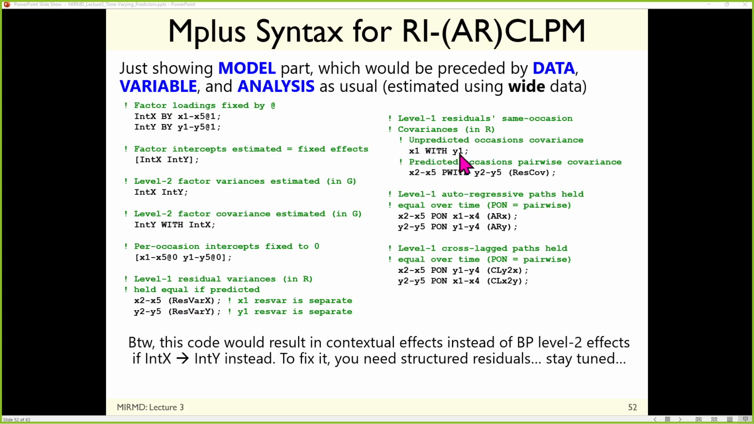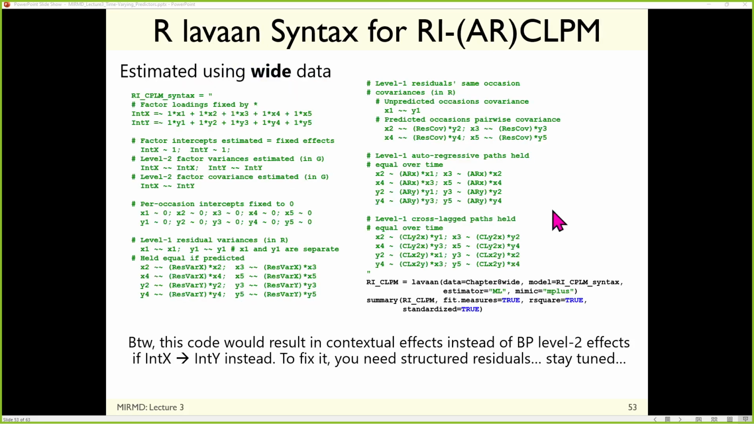I let the first occasion covary, I let the same occasions covary, and then the cross-lag paths are all of these things down here. And PWITH, by the way, is one of my favorite things in Mplus. It's pairwise on. So this x2-x5 PON x1-x4 is actually 4 lines of code. It's x1 to x2, x2 to x3, x3 to x4, and x4 to x5. Same thing as PWITH, which isn't as pronounceable, but it means pairwise with, for covariances. And this is what the code looks like in lavaan to do the same thing. So this is one instance in which there's the same way to do it in both.